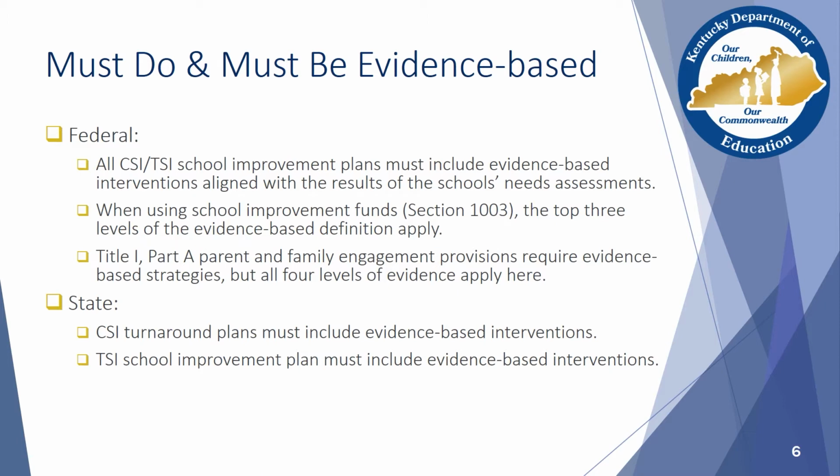As we begin to implement new interventions in our schools, there are some areas that require interventions be evidence-based. Those areas include school improvement plans for all comprehensive support and improvement, abbreviated as CSI, and targeted support and improvement, abbreviated as TSI, applications for school improvement funds, Section 1003, and Title I, Part A parent and family engagement activities. In Kentucky, evidence-based interventions are also required in all CSI turnaround plans and TSI school improvement plans.